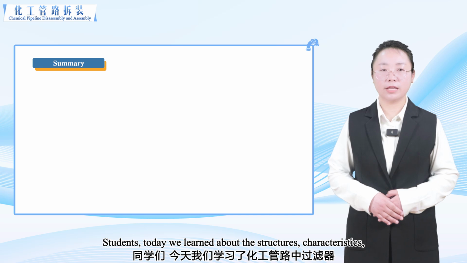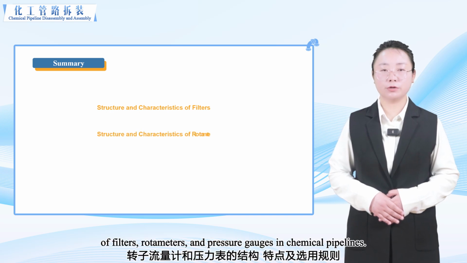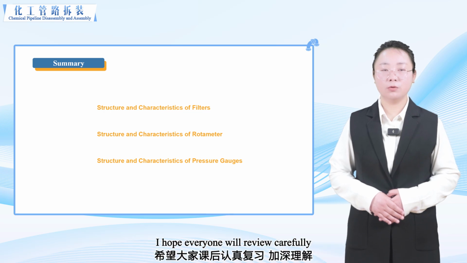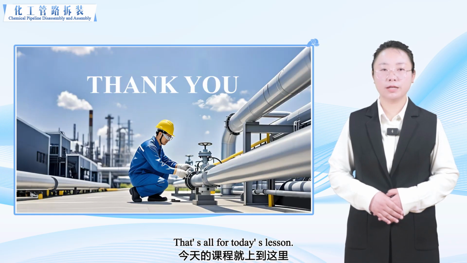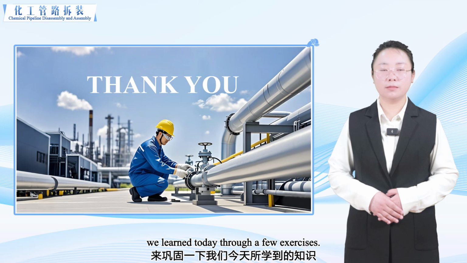Students, today we learned about the structures, characteristics, and selection rules of filters, rotameters, and pressure gauges in chemical pipelines. This knowledge is very practical for our future studies and work. I hope everyone will review carefully after class to deepen your understanding. That's all for today's lesson. Next, let's consolidate the knowledge we learned today through a few exercises.